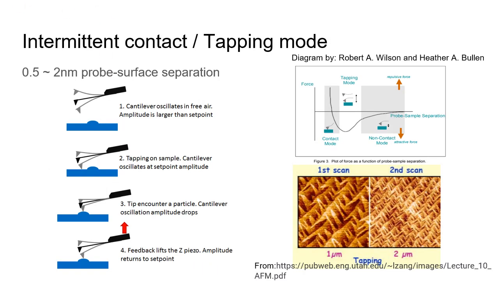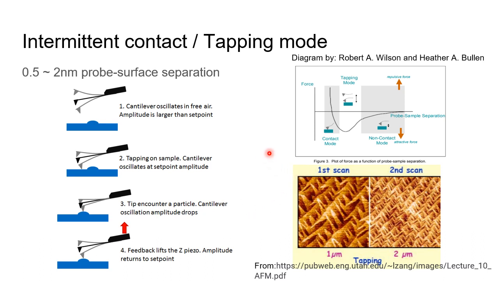Intermittent contact or tapping mode is similar to constant height mode or contact mode in a way that the scanner moves along the surface at a fixed amplitude while the cantilever oscillates above the sample at resonant frequency. The cantilever's amplitude is set so that scanning is done in the attractive interaction regime and occasionally taps the surface of the sample if the sample is close enough to attract the probe. After tapping the surface, feedback lifts the Z piezo to return to the user-defined amplitude.